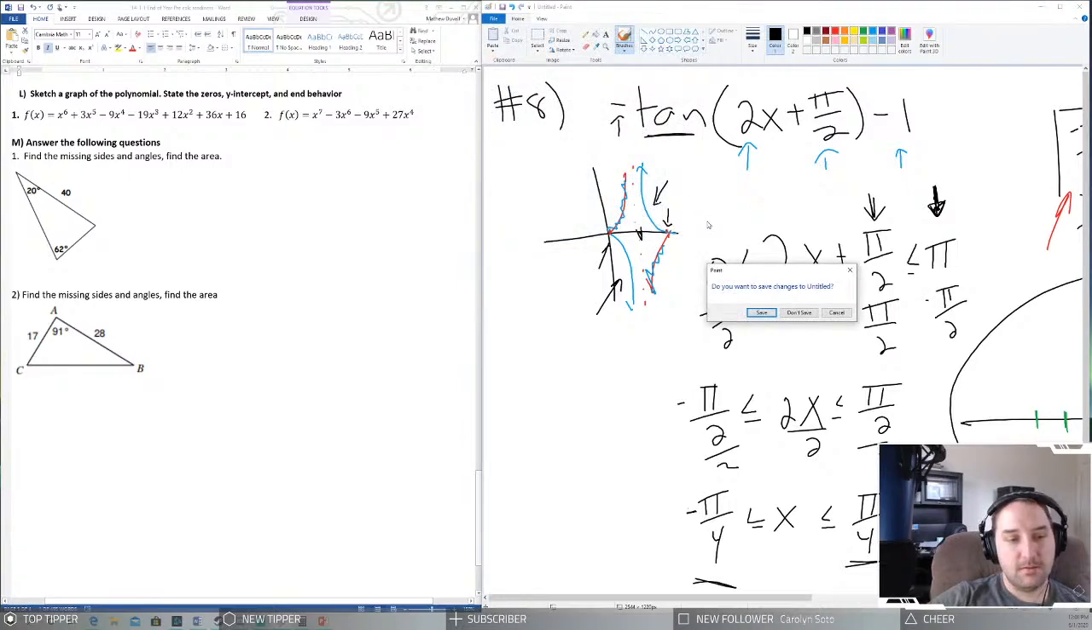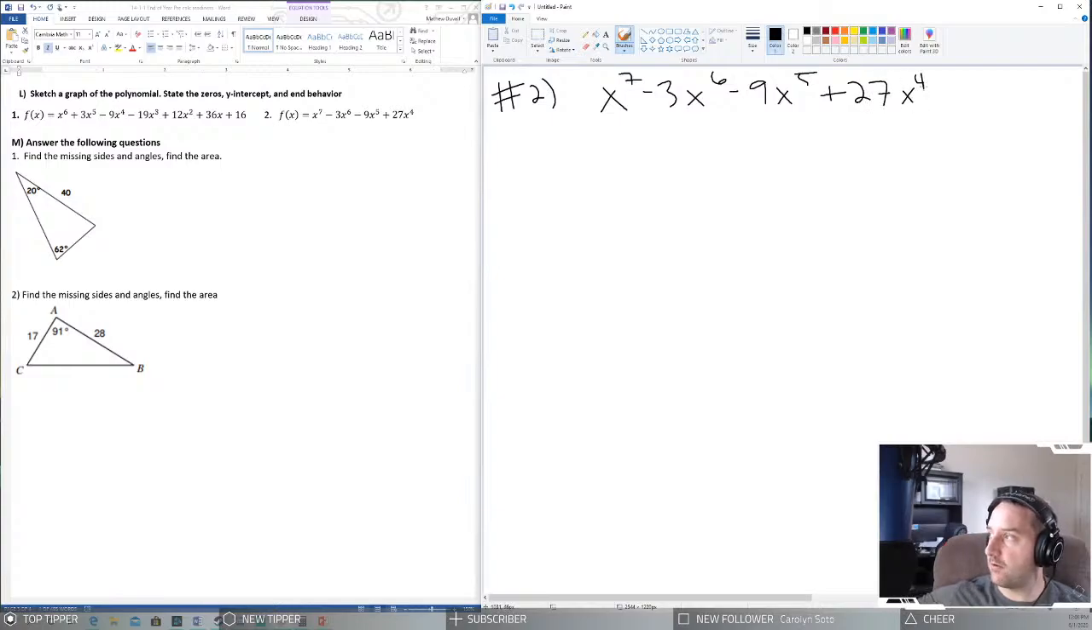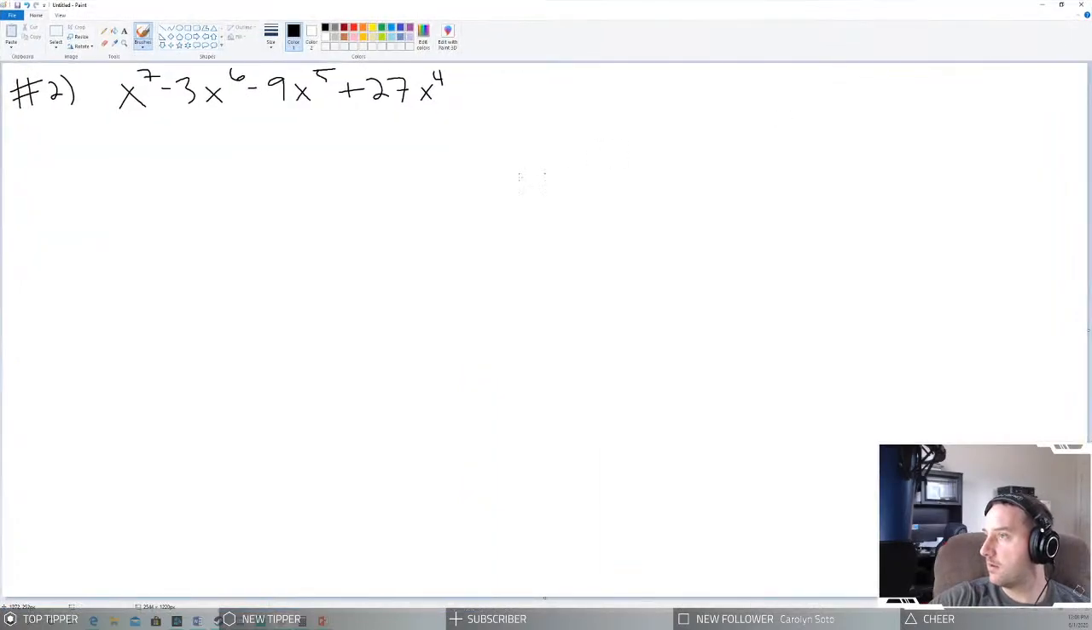Now let's do part L. I am going to do number 2. So number 2, we have x to the 7th minus 3x to the 6th minus 9x to the 5th plus 27x to the 4th. All right. So for this one, it's asking us to graph it and then find the end behavior, zeros, and the y-intercept, because labeling those 3 things is pretty essential when we graph it. And if we have those 3 things there, it's going to be much easier for us to graph it.